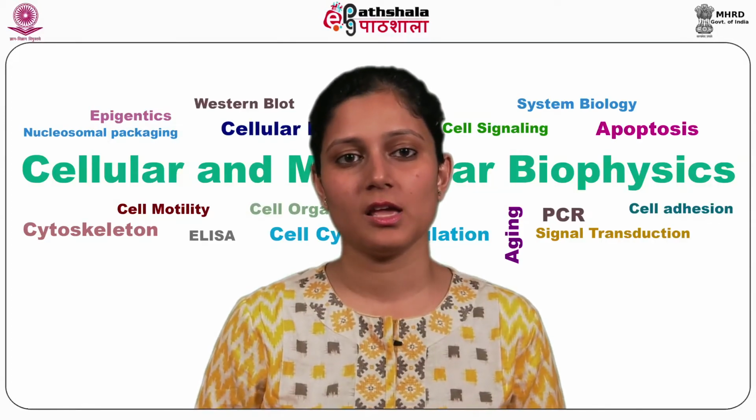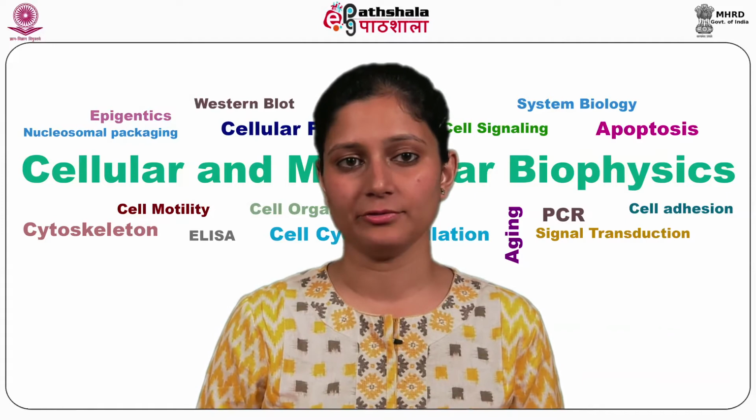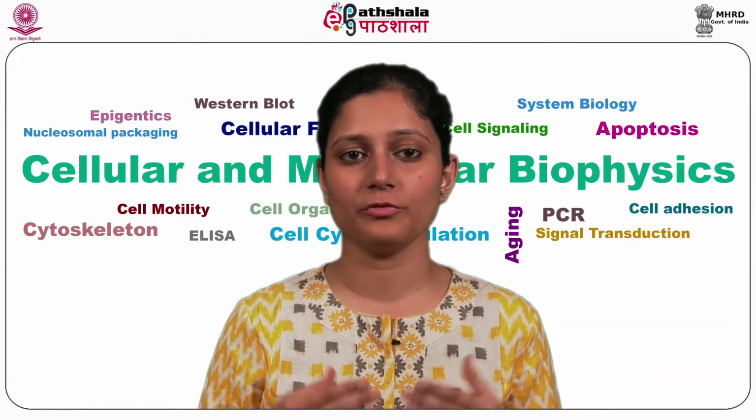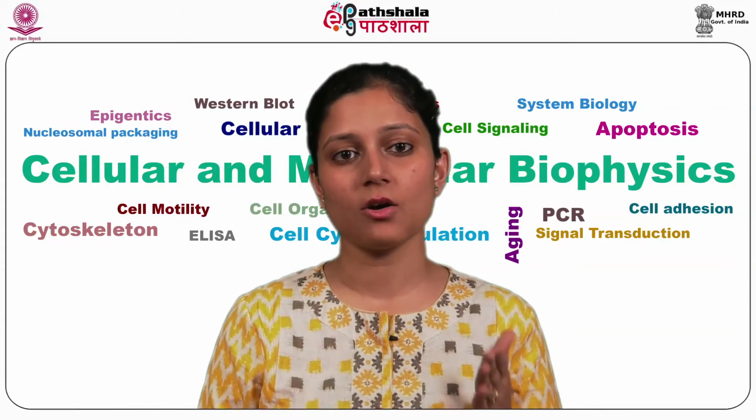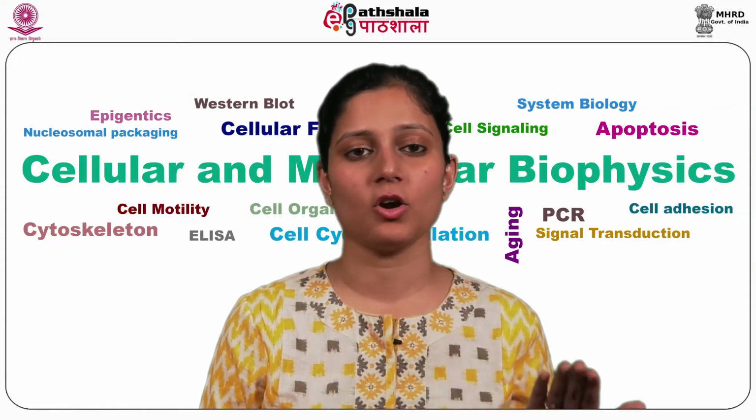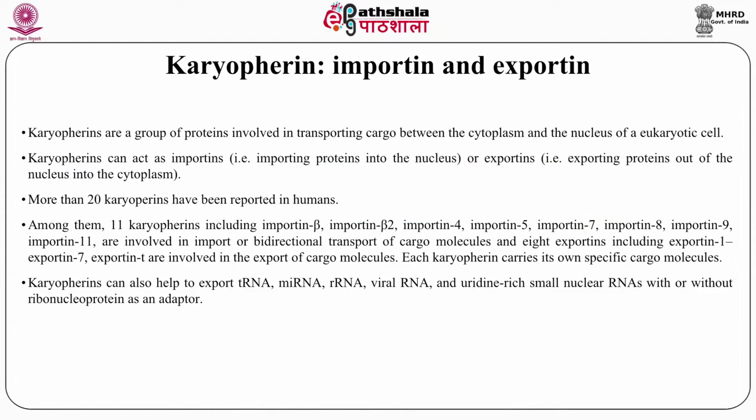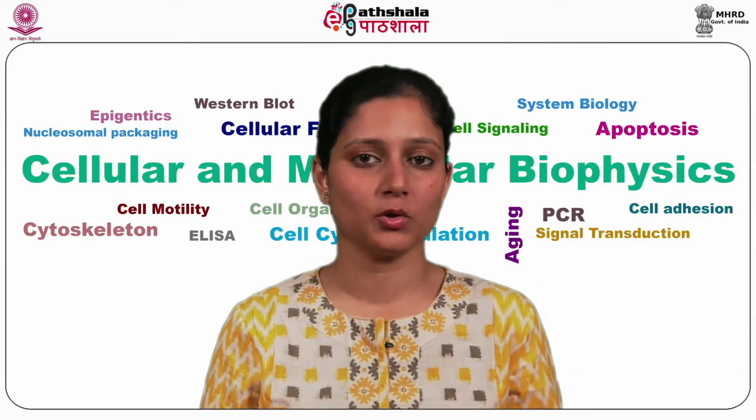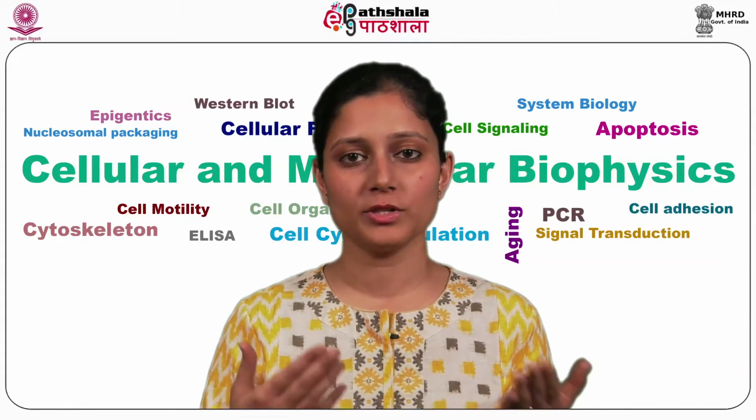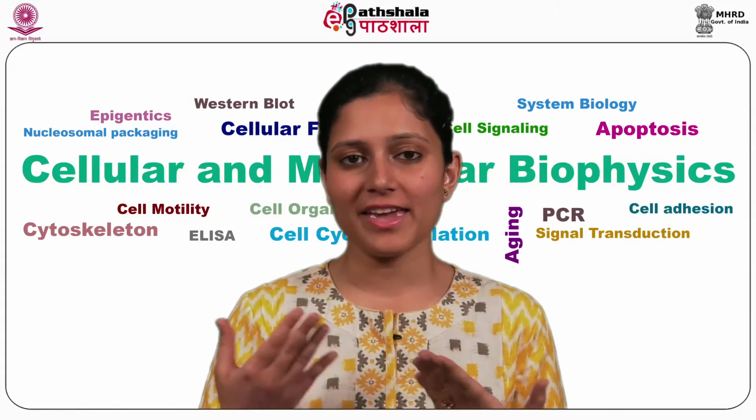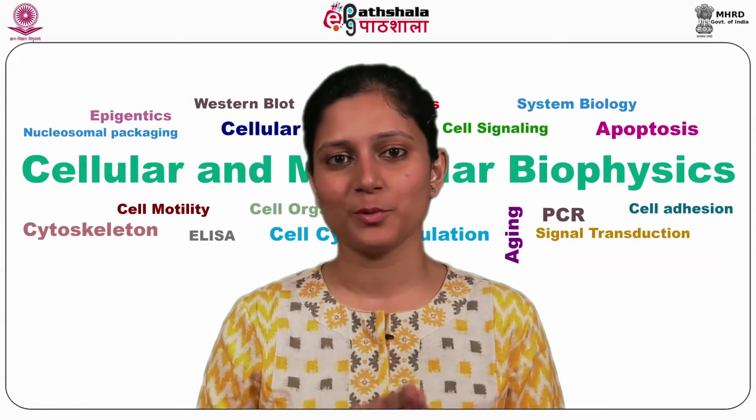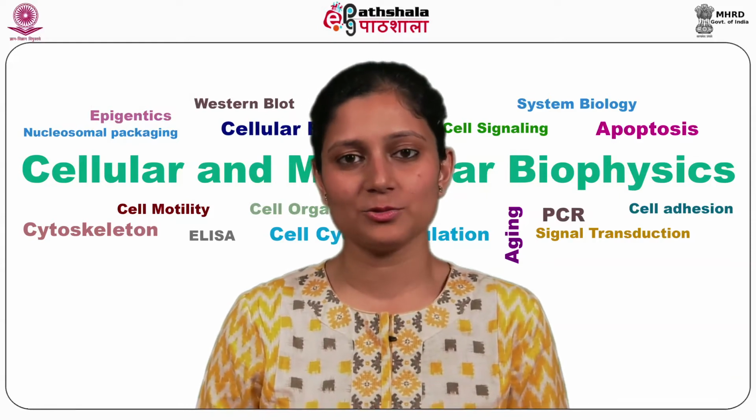Besides nucleoporins, which serve as an architectural scaffold and a permeability regulator of nuclear transport, other factors also affect transport across the nuclear membrane. Karyopherins are a group of proteins involved in transporting cargo between the cytoplasm and the nucleus of a eukaryotic cell. Karyopherins can act as importins, that is, they help in importing proteins into the nucleus, or exportins, that is, help in exporting proteins out of the nucleus into the cytoplasm.